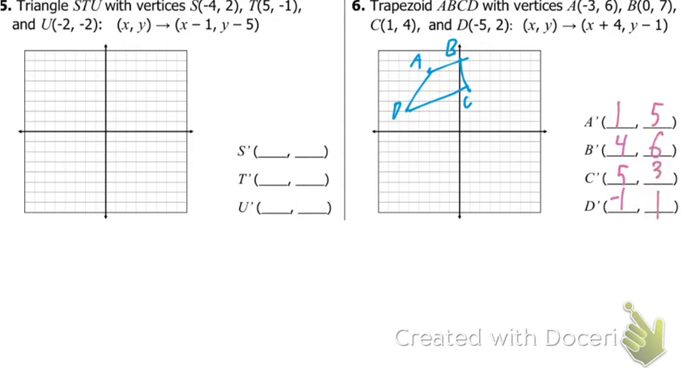So to plot these now, we're going to have A at 1, comma 5. So A prime is there. 4, comma 6 is our location for our B prime. C prime is at 5, comma 3. And D prime is at negative 1, comma 1. So we connect these dots, and we get this new trapezoid. Same shape, same size, same everything. We just moved it. And these happen to overlap.